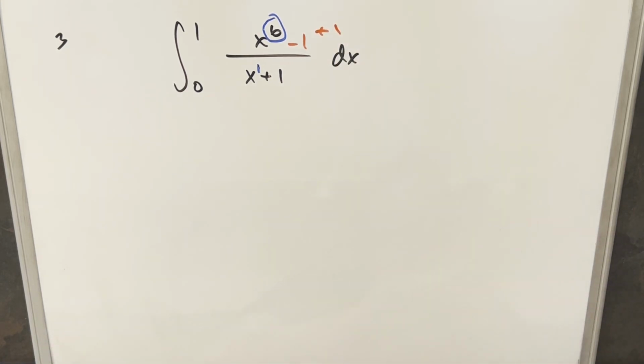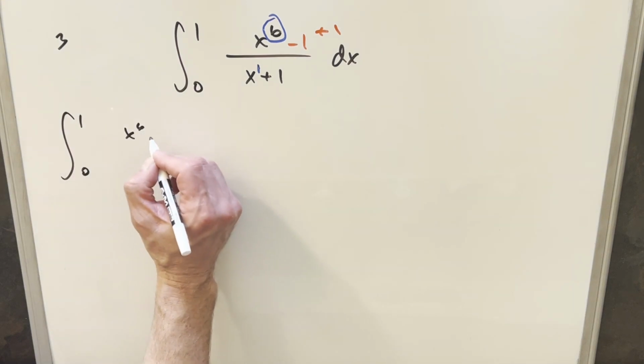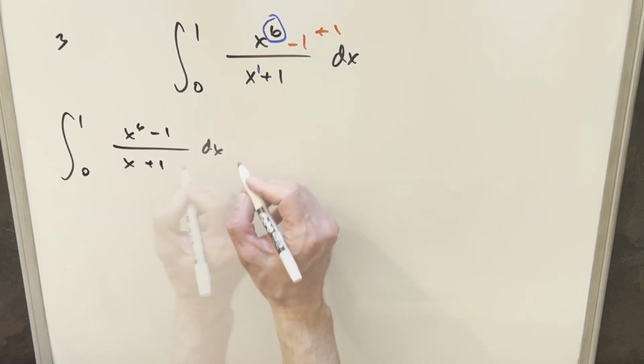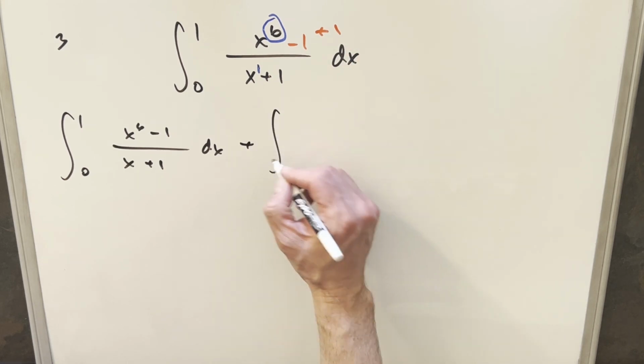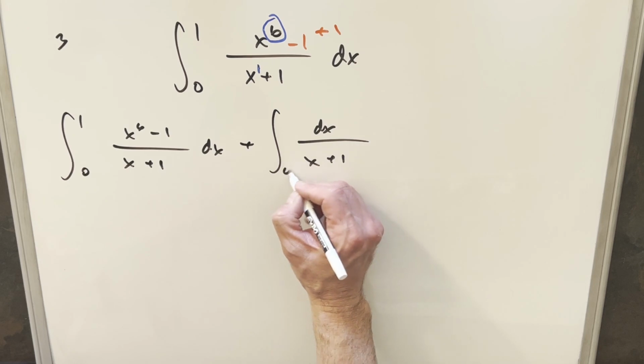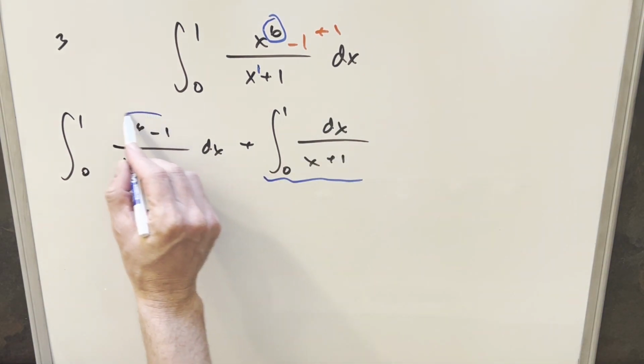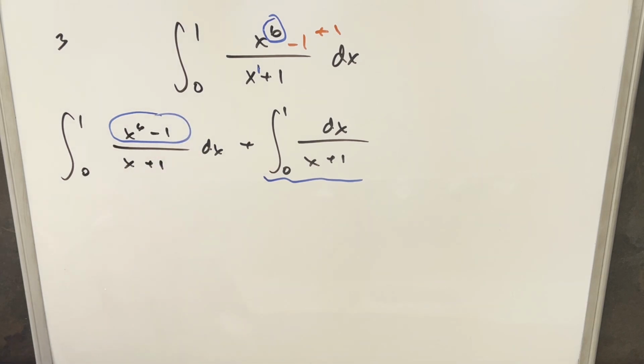And what that's going to allow me to do first is split this up into two integrals and rewrite it. So the first one, we're going to have this x to the 6th minus 1. And then for our second integral, we'll take this 1, and we'll write it like dx over x plus 1. Now, the second integral is going to be pretty easy, but what I want to do is focus on how we are going to factor this x to the 6th minus 1.